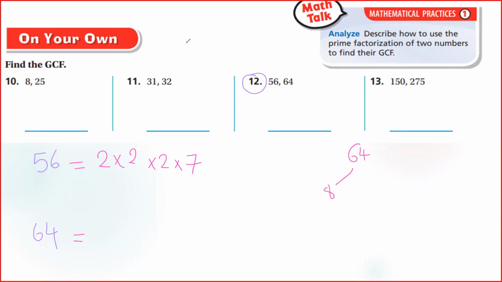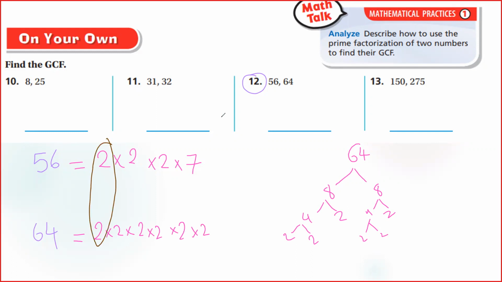We have 8 and 8, 4 and 2, 4 and 2, 2 and 2, 2 and 2. So we have 1, 2, 3, 4, 5, 6 twos. Now here, what are the common? Only the first 3 twos. Is it right? Yes, exactly.